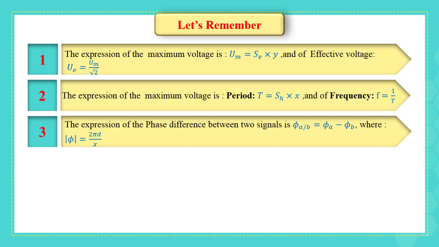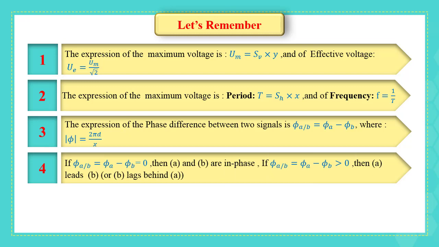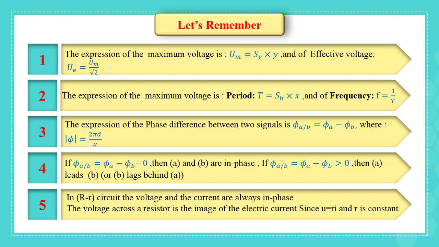3. The expression of the phase difference between two signals is the phase of A with respect to B equal to phi A minus phi B, where phi is equal to 2 pi d over x. If the phase difference of A with respect to B is equal to 0, then A and B are in phase. If the phase difference of A with respect to B is greater than 0, then we can say that A leads B or B lags behind A.